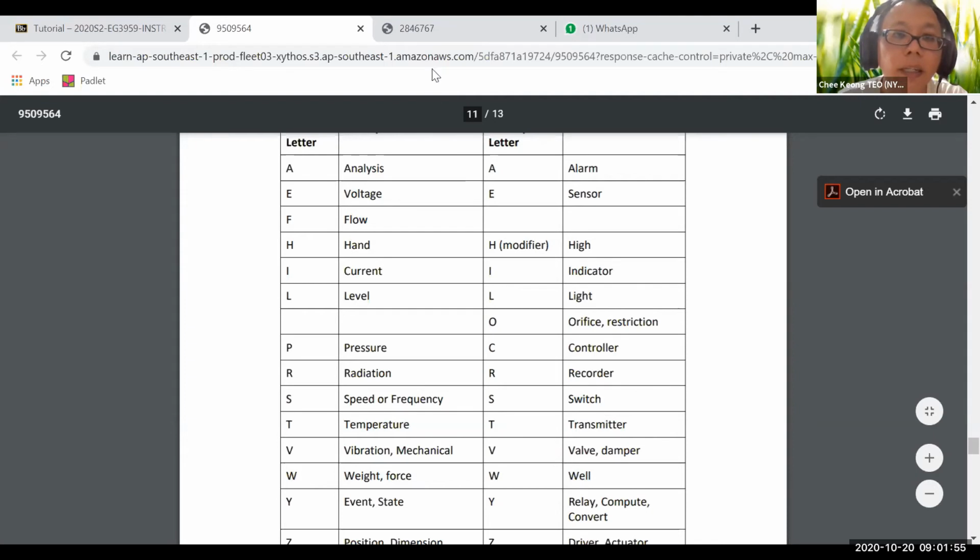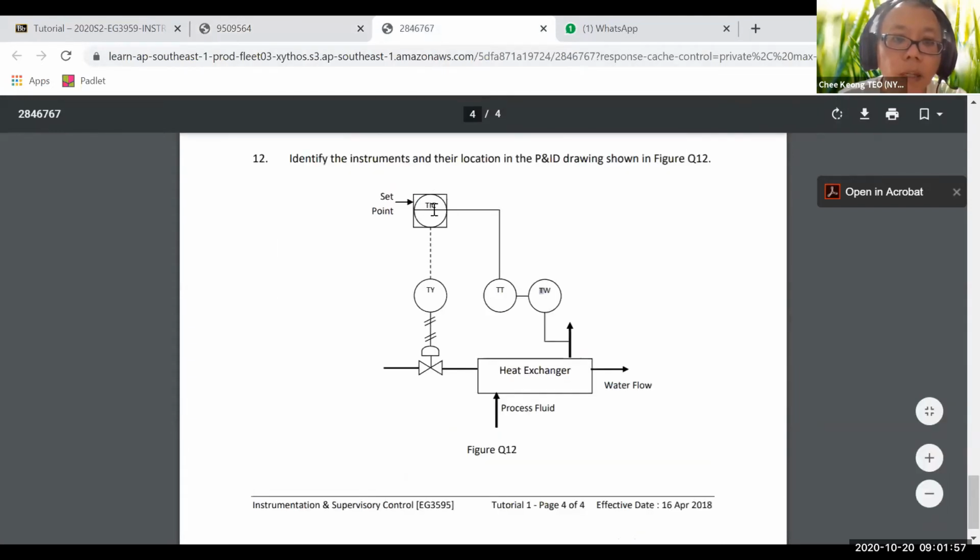Ken, so far any problem with naming the abbreviation? Any problem? Anybody got difficulty following? No, huh? No.